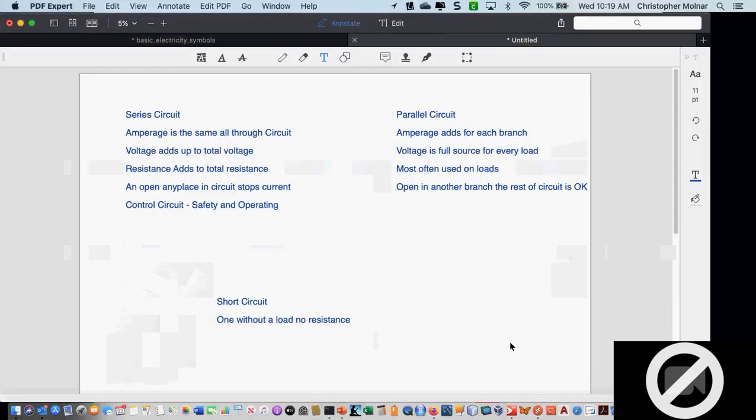So if the total resistance RT is 1 over R1 plus 1 over R2 plus 1 over R3, and so on, what you do on your calculator or the phone calculator is take the resistance of load 1 and divide it into 1, so you're coming up with a decimal.